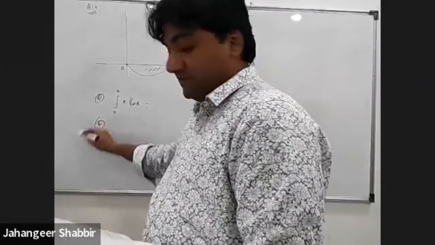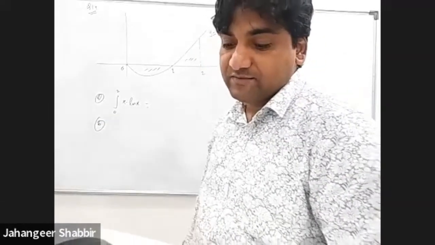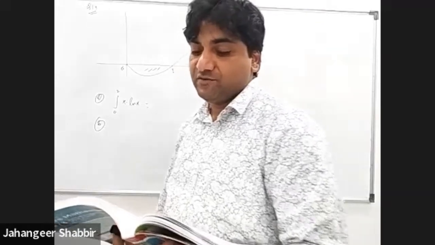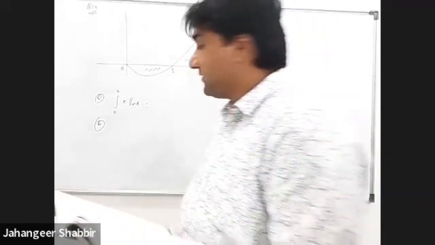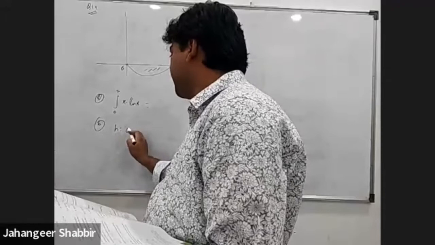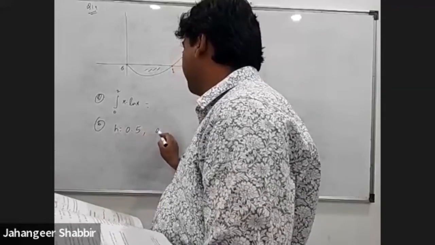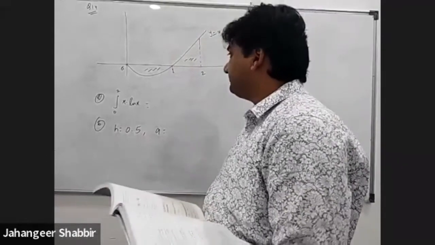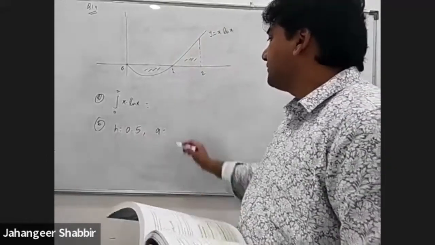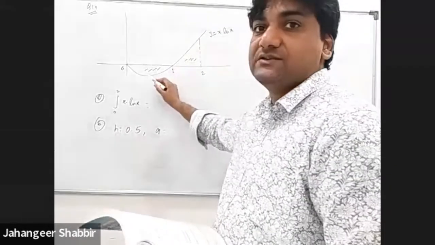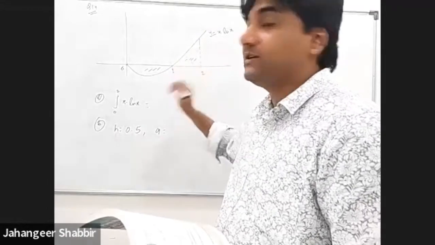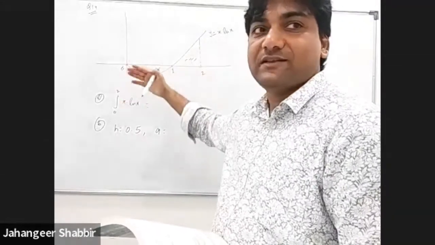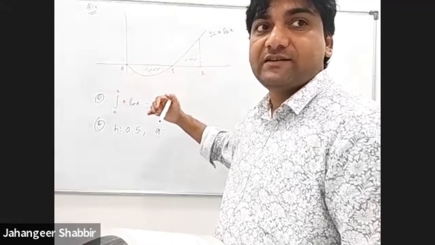Now for the B part, we need to calculate an estimate for the area of R using the trapezium rule and intervals of width h. So h is 0.5, it is given. First I would like to consider 0 to 1 and then 1 to 2, because the area from 0 to 1 will be negative. You have to make that positive. Are you understanding?